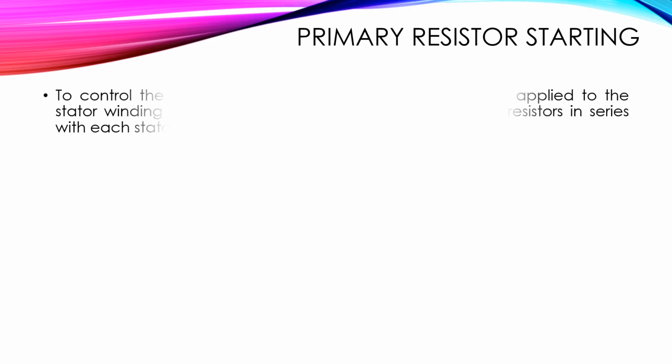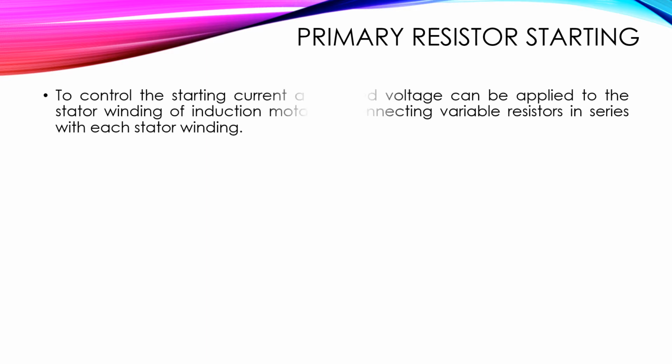Now the second starter is the primary resistor starting. This primary resistor starting is also for squirrel cage induction motor, and in the squirrel cage induction motor, the starting current can be controlled by using a reduced voltage. So by applying a reduced voltage to the stator winding, the starting current can be controlled.